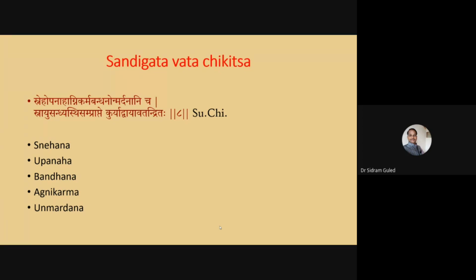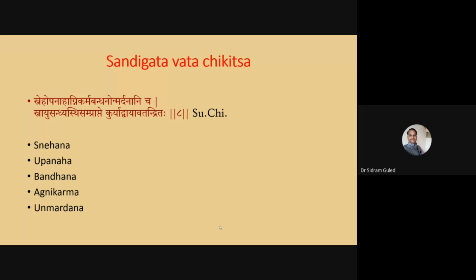The Vaidya has to give the treatment continuously for a long period. To treat Vata Vyadhi, continuous efforts are necessary. The training of an Ayurveda Vaidya to treat Vata Vyadhis is like this: it has to be done continuously for a longer duration. You cannot expect results within a few days. So Snehana, Upanaha, Bandhana, Agnikarma, and Unmardana are the very basic chikitsas mentioned.